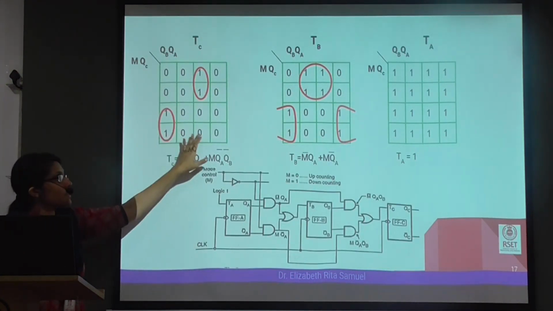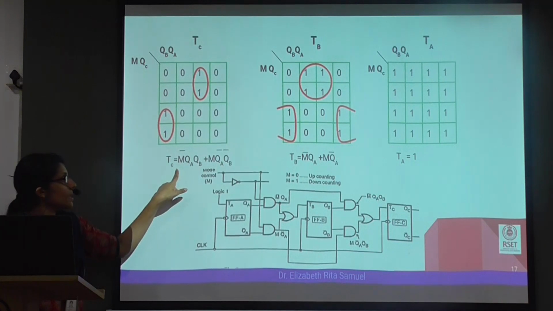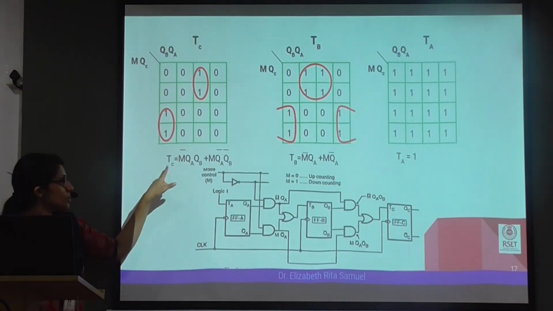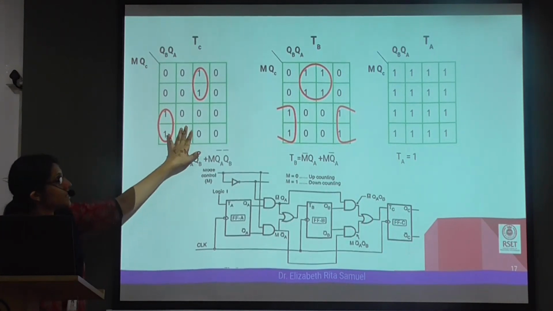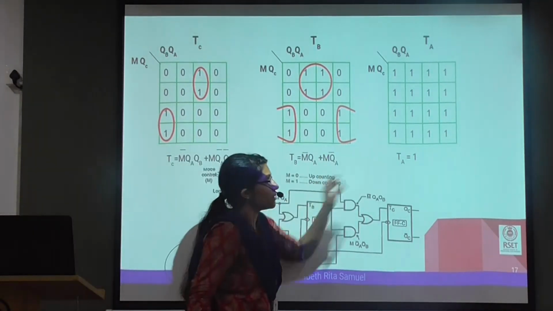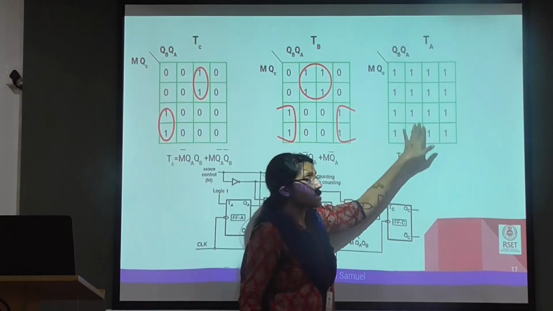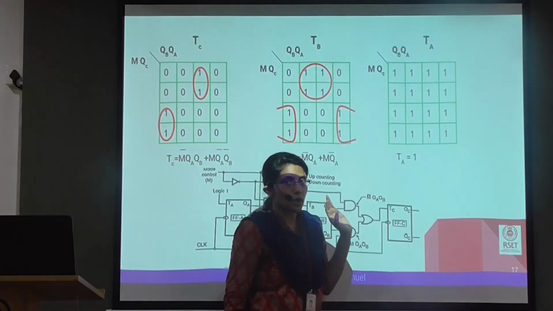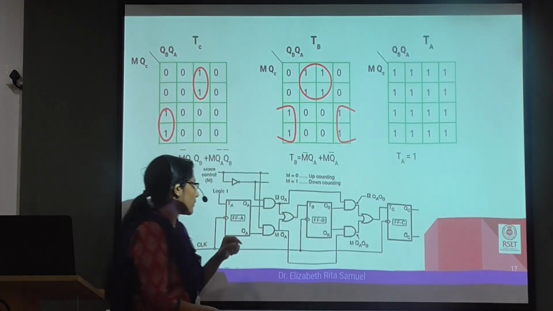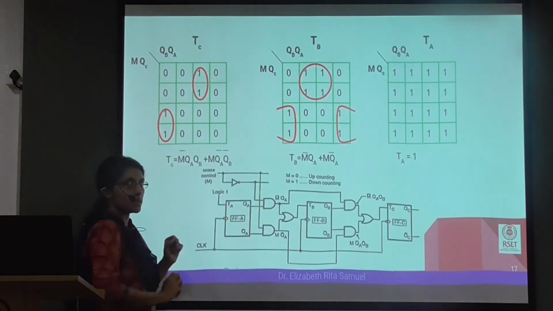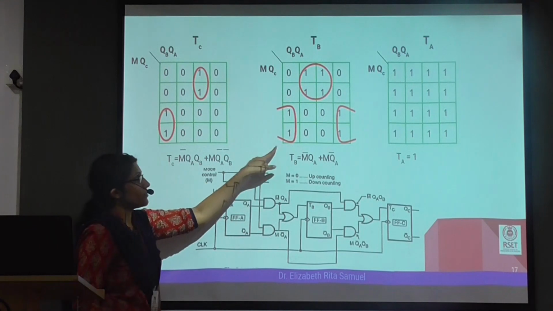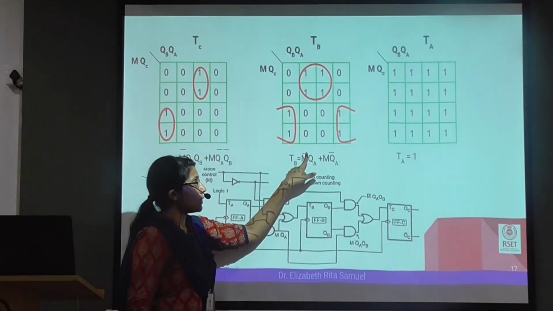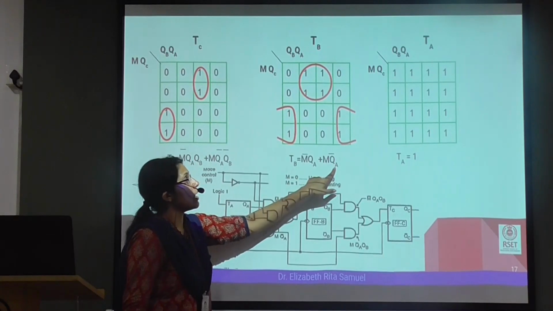Once all the K-maps are obtained, we can obtain the relationship for our T flip-flops. So these are the K-maps we have obtained. From this K-map, we can see that all the values are 1. So our TA is equal to 1, which means the TA flip-flop will get a high signal. In this K-map, we can see that TB is equal to M bar QA plus M QA bar.